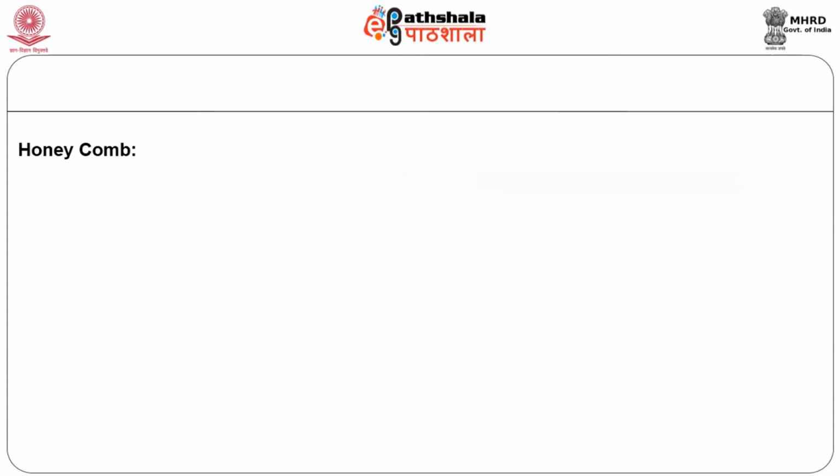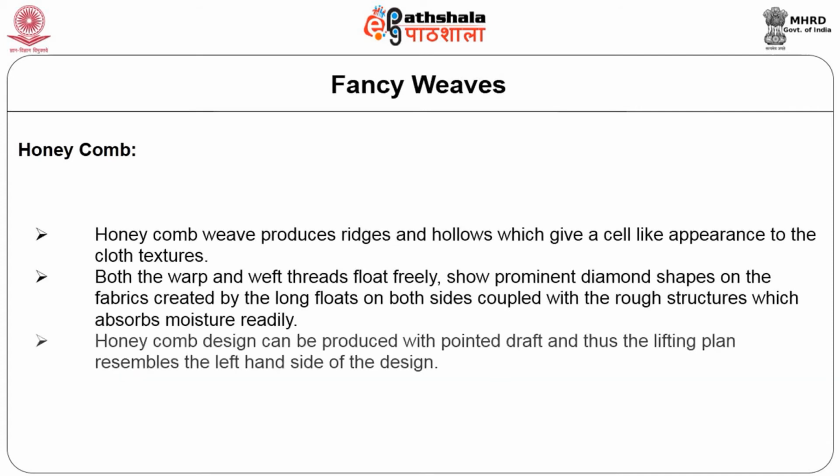And going to the fancy weaves. Honeycomb. Honeycomb weave produces ridges and hollows which give a cell-like appearance to the cloth. Both the warp and the weft threads float freely, showing prominent diamond shapes on the fabric created by long floats on both sides, coupled with a rough structure which absorbs moisture readily.